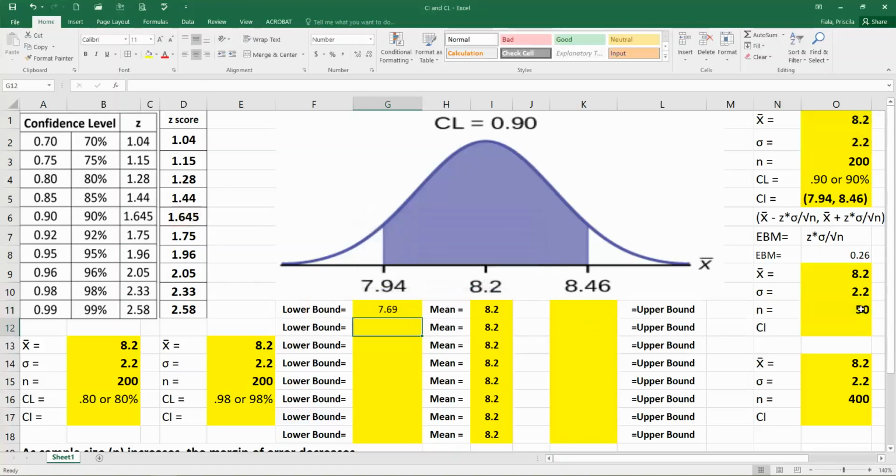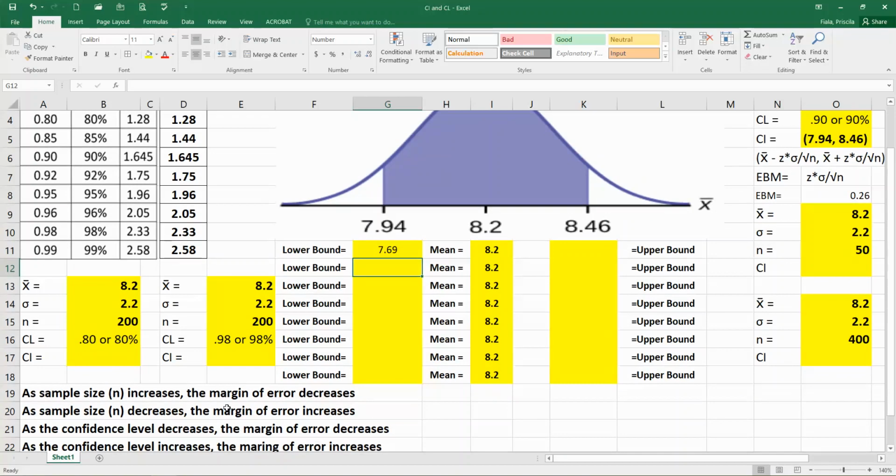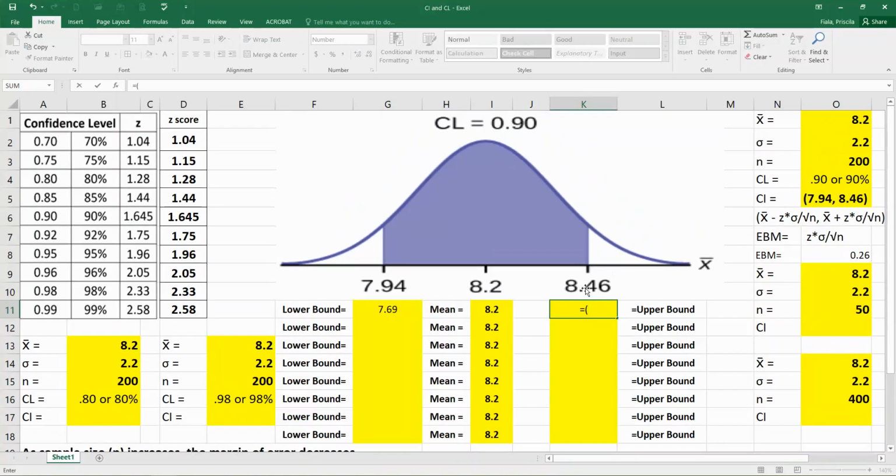So let's see what happens if I decrease. Look how much further I went down my curve, way further. It got wider. Why? Because as the sample size decreases, the margin of error increases. You're giving more room for error. If you would do for the upper bound, you should expect also to increase this number to be higher, because now you decrease the sample size, so your margin of error is actually increasing.